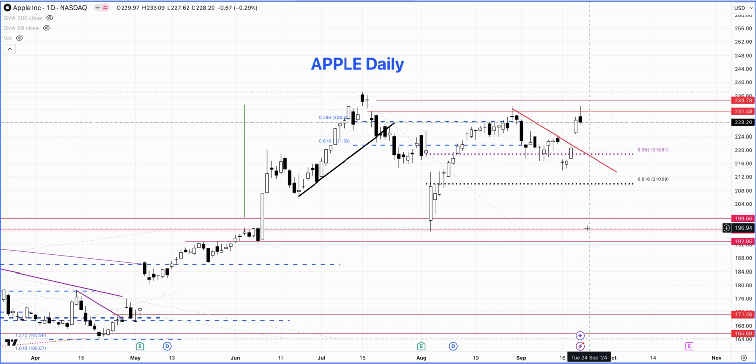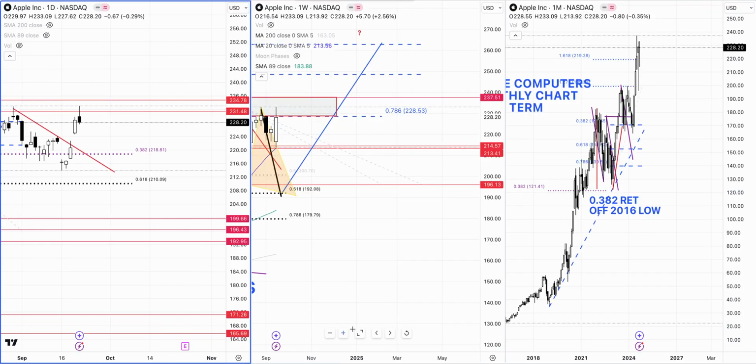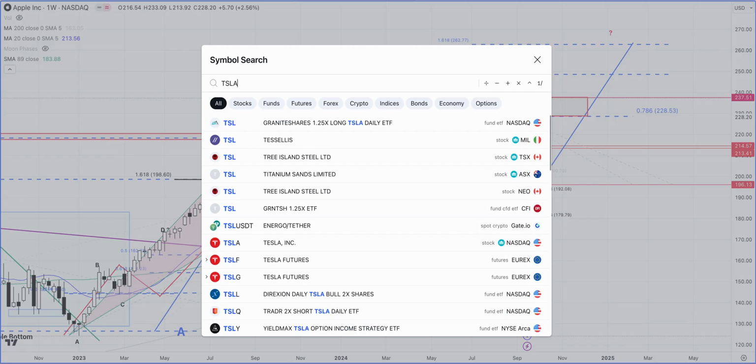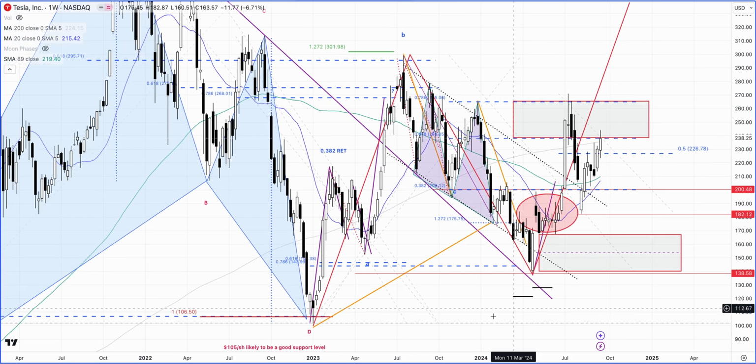The other scenario is that 200 292 is that weekly ABCD. So we're just watching this one from the price action perspective, and let's see what the price action will give us. And now the next stock, we'll take a look at Tesla. Here we go. This is the weekly chart of Tesla.